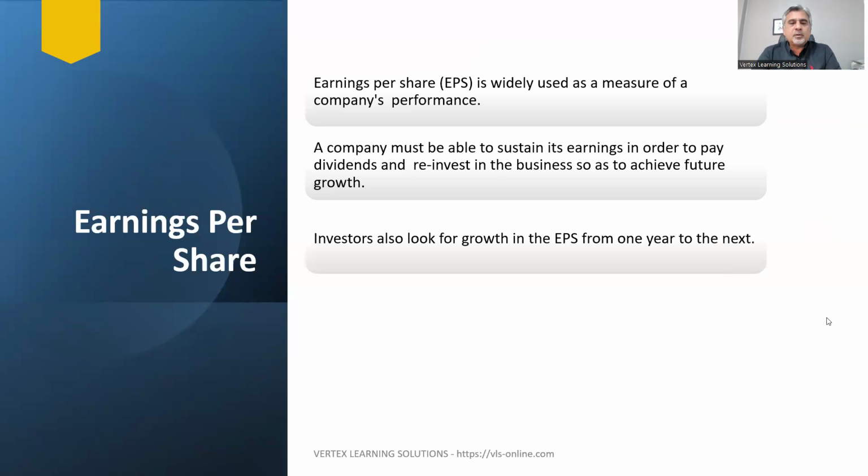Investors also look for growth in the EPS from one year to the next. Yes, if you had a $2 EPS last year, it does not mean that you should keep it $2 always, because in the next year, investors might be looking at $2.2 or $2.5. Why do they want to have an increase in the earnings?